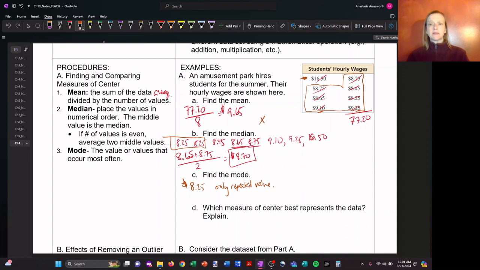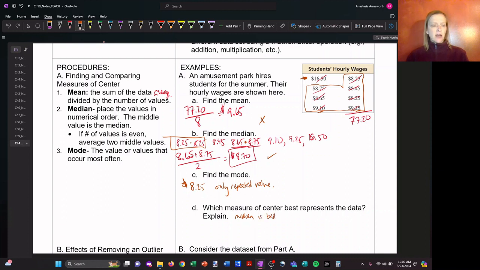$8.70 is, well, in this ordered list of hourly wages, I can see that $8.70 literally is halfway between the smallest value and the biggest value. And so that does seem to be a good measure of value. The mode, that repeated value, is at the really low end. So 8.25 seems way too low to really represent the center of this data set. So we would say that the median is the best measure of center.